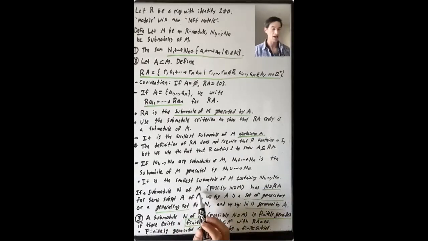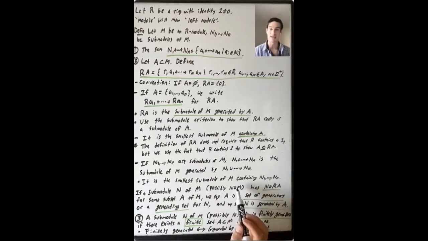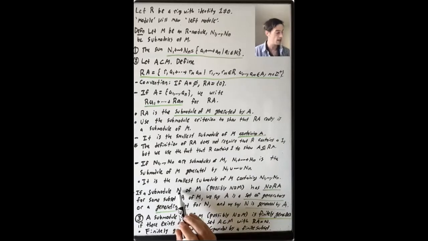If a submodule N of M, including possibly the case where N is equal to M itself, so you have the submodule N of M, and you have N equals Ra for some subset A of M, then that subset A gets a name. We say that A is a set of generators or a generating set for N. Okay, so if N equals Ra, then A is a set of generators or a generating set for N. And we say that N is generated by A, and is generated by this subset.